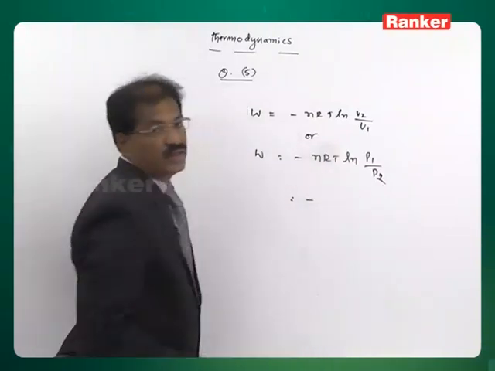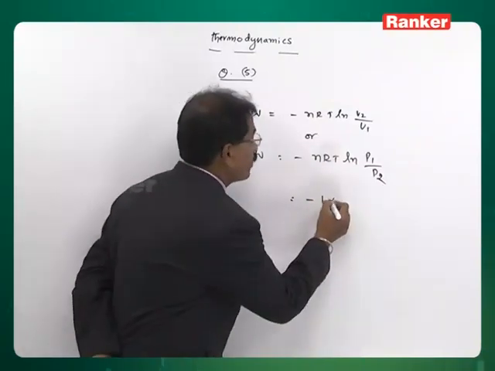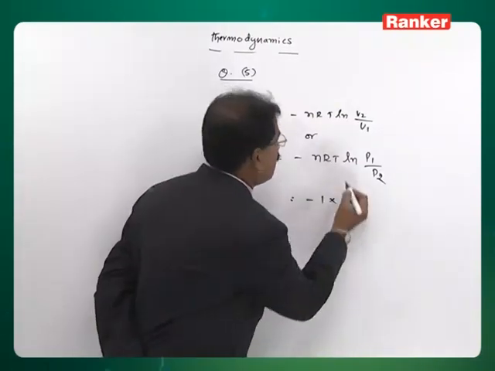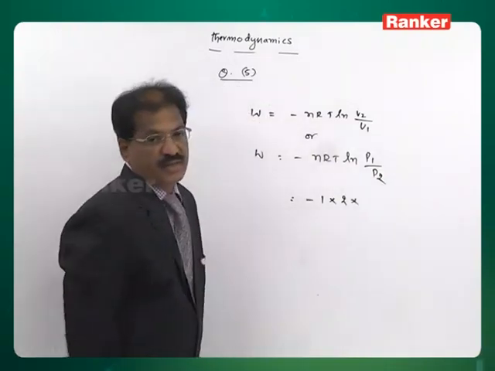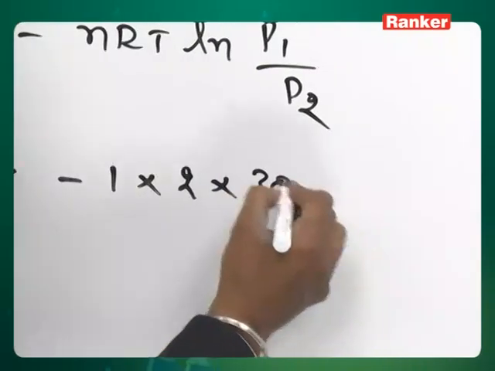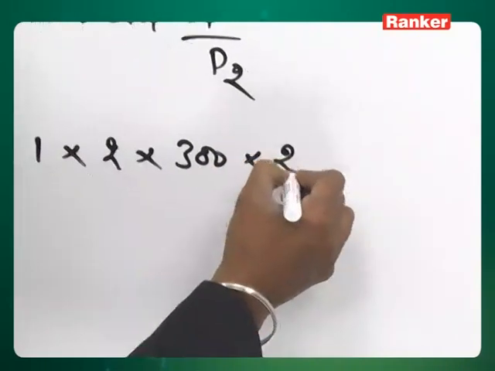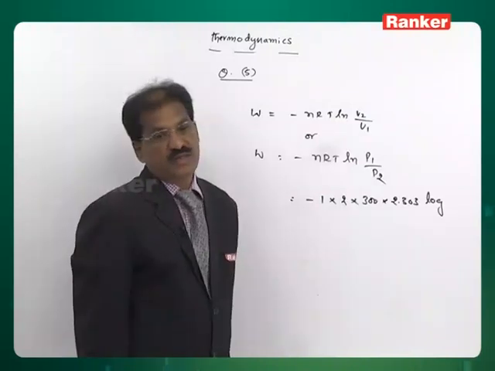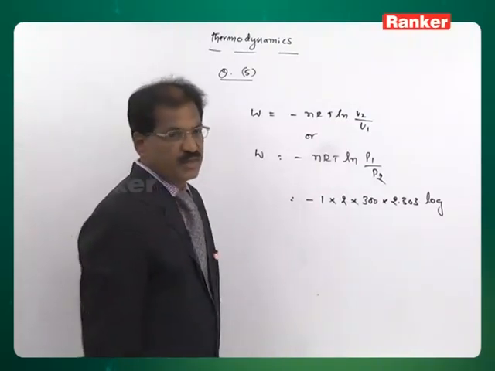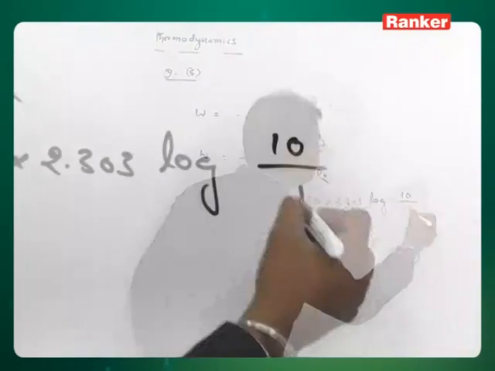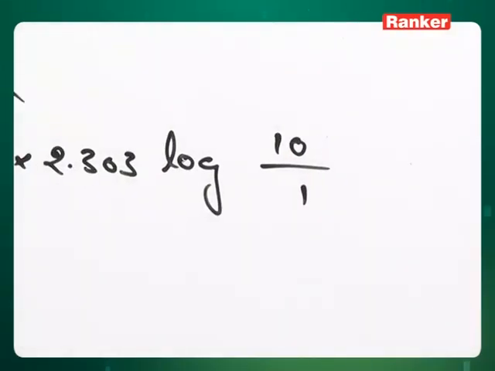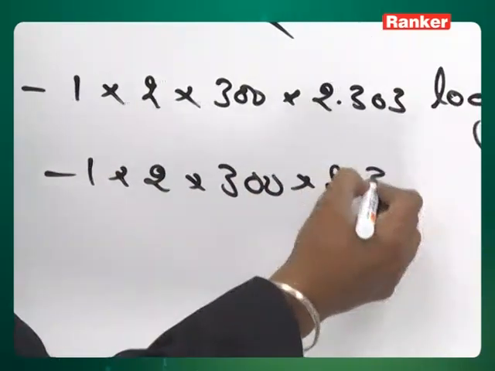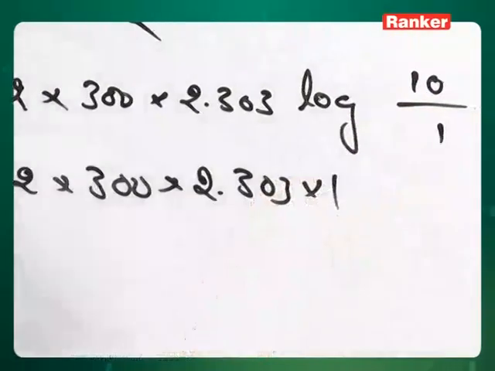Here the number of moles of the gas is 1. Next, in the problem itself they have given the value of R. R is given as 2, therefore R is equal to 2. Next, the temperature of the gas is T equal to 300. Next, this is 2.303 log P1 upon P2, that means initial pressure upon final pressure. Initial pressure is 10 atmospheres, final pressure is 1. Therefore, this is minus 1 into 2 into 300 into 2.303, log 10 is 1.